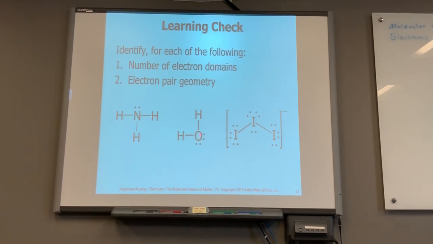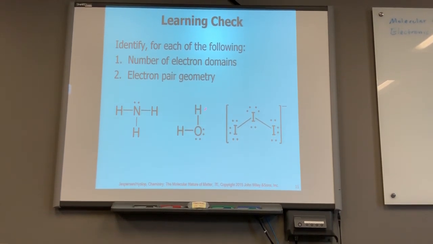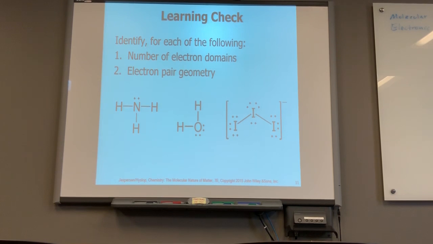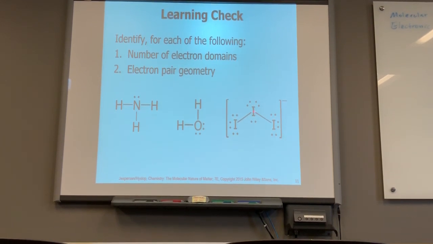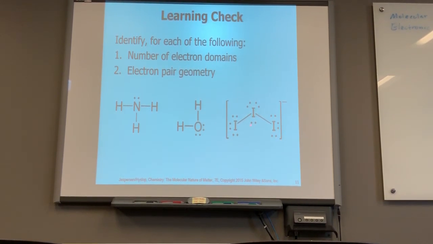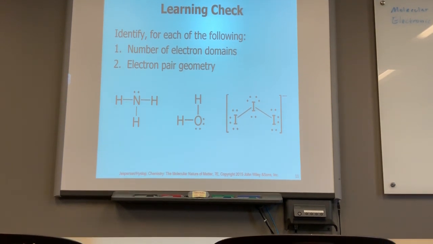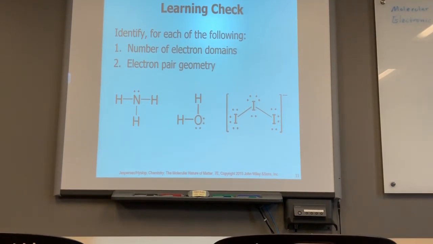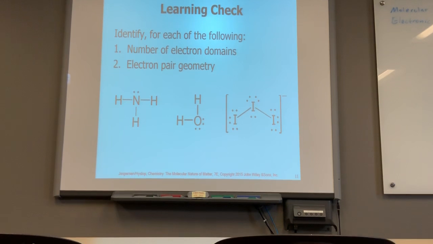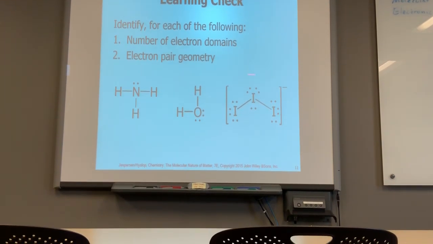So how many electron domains are here? 4. And then here, only on the central atom: 1, 2, 3, 4, 5. Yep, 5. So it's only the central atom that you start with. That's everything. You literally just count the number of things around it.